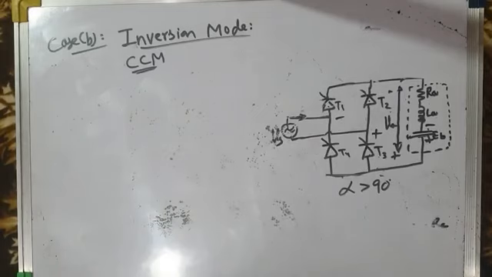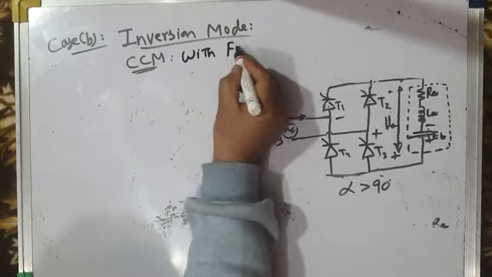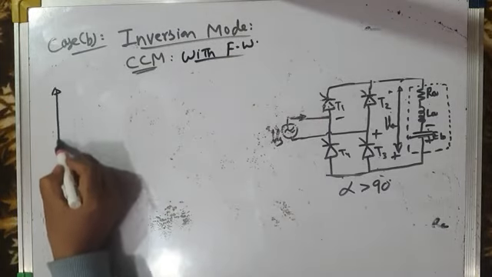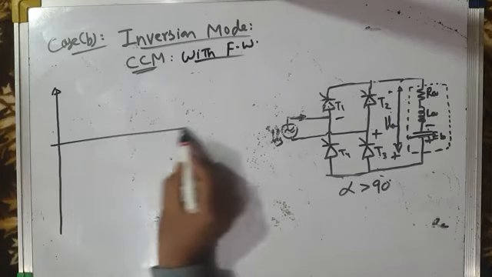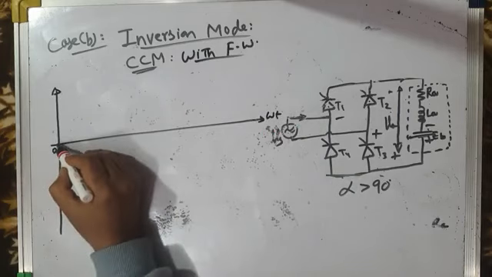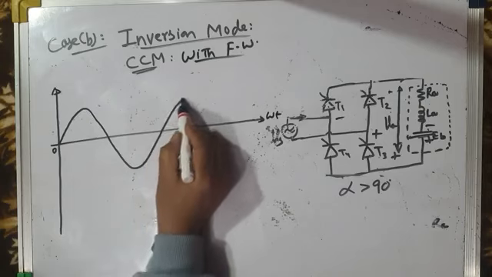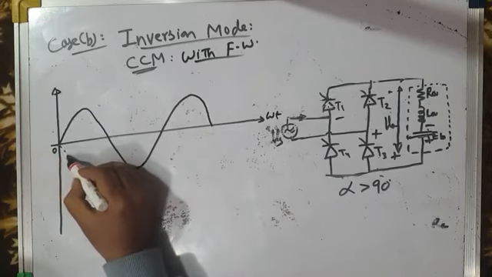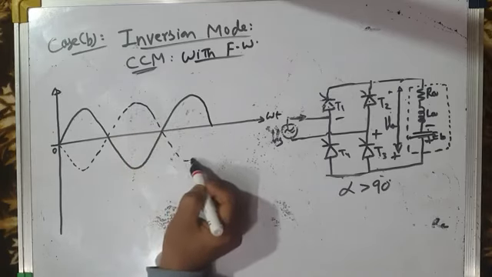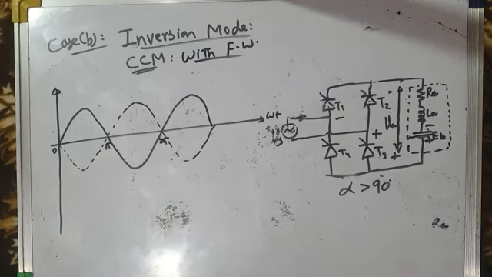Now, I will write here continuous conduction mode with freewheeling. FW means freewheeling. Let us draw the waveform. The firing pulse pattern has to be altered a bit. That will automatically give you this freewheeling action. This is the source voltage waveform, positive Vs, and this is negative Vs, 0, pi, 2 pi, these are the zero crossings.